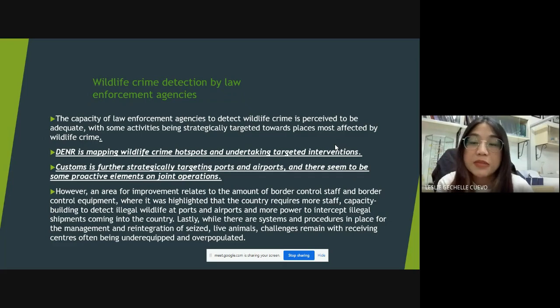Lastly, while there are systems and procedures in place for the management and reintegration of seized live animals, challenges remain with receiving centers often being under-equipped and overpopulated. So either kulang sila sa gamit, yung mga centers na meron na tayo para ma-accommodate yung mga wildlife na nakukuha nila mula doon sa mga ports. At yun, either kulang o hindi equipped ang mga centers na yon or sobrang dami na, overpopulated na. Hindi mo na sila mai-house, kaya nahihirapan.